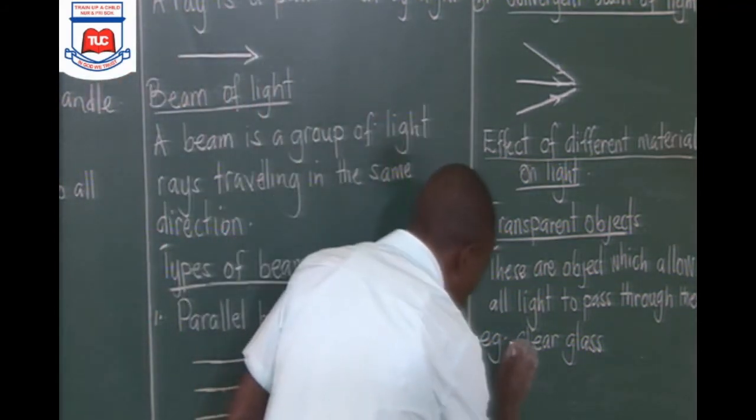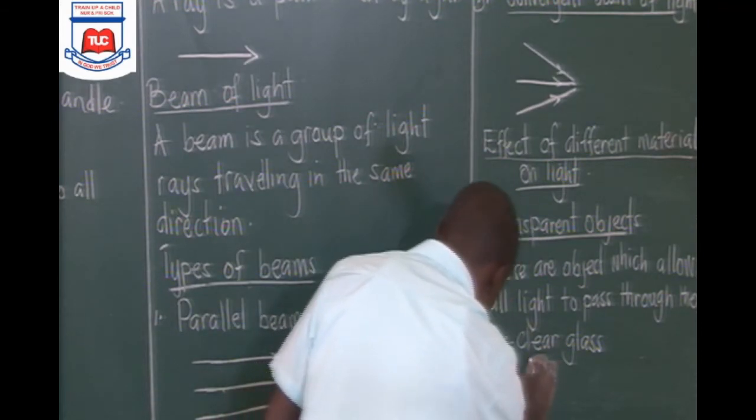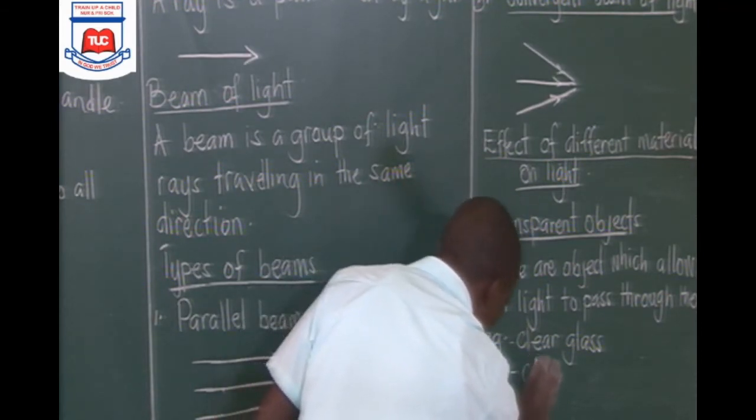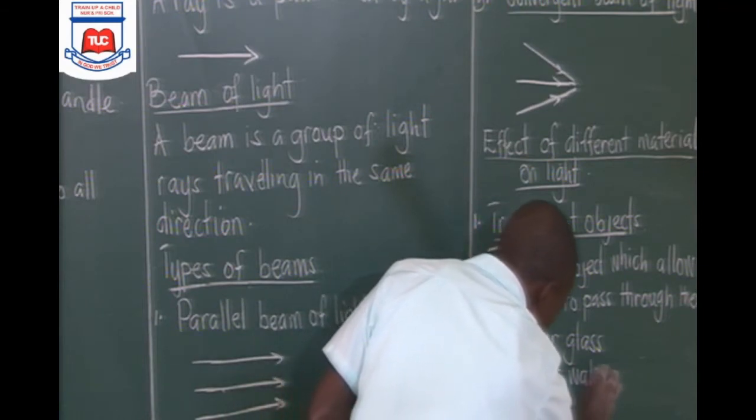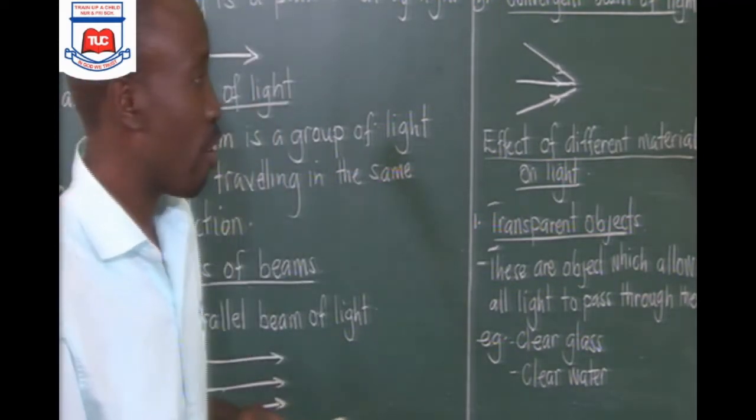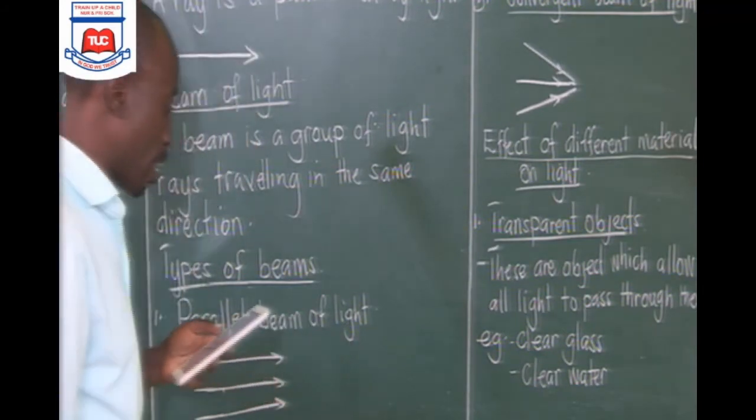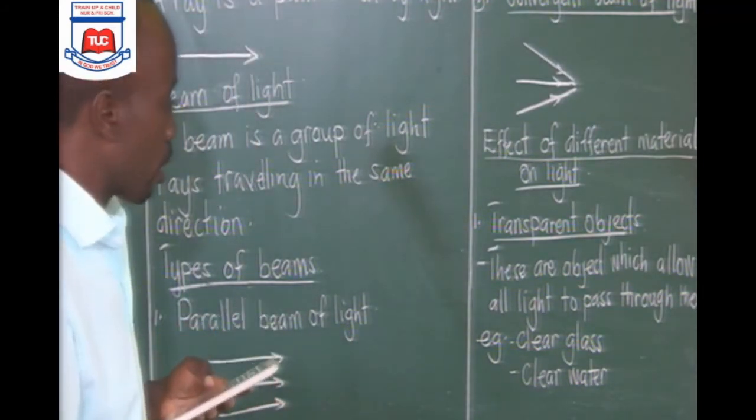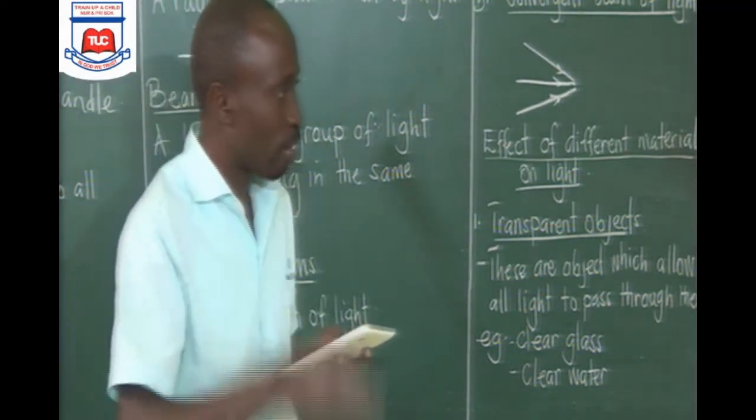We have another example, that is clear water. It has to be clear. Why do you say clear water? Because some water is not clear. Like muddy water, you can't see through. Okay? You cannot see through muddy water. That's why we say clear water. You have to have clear water in order to see through.